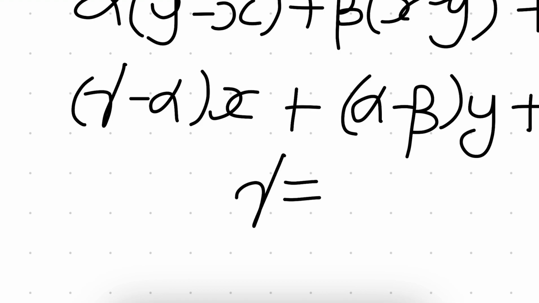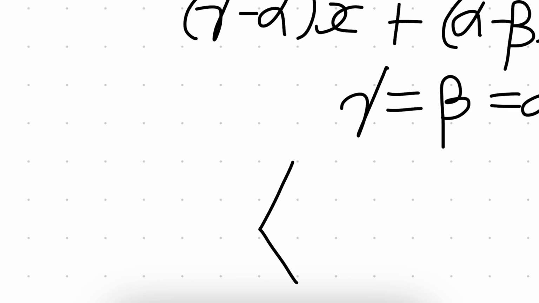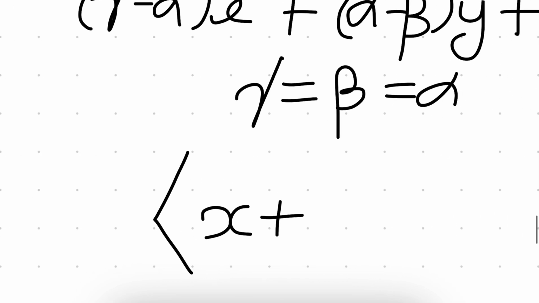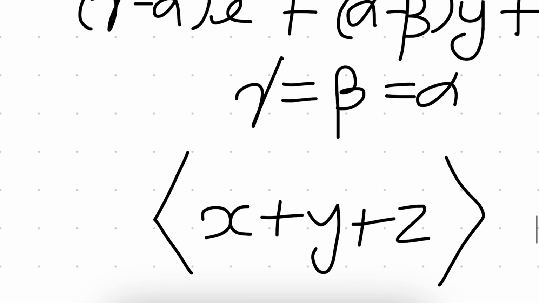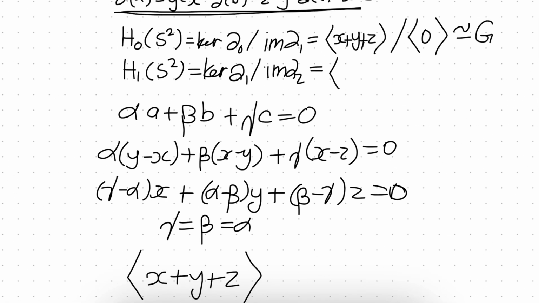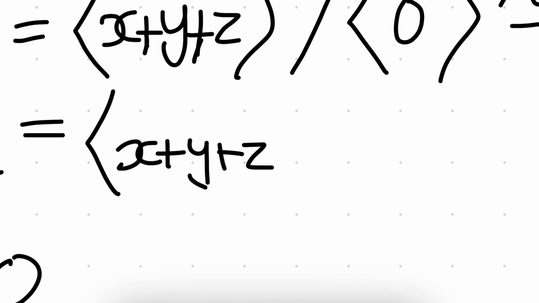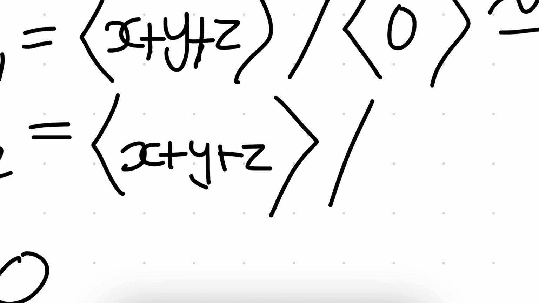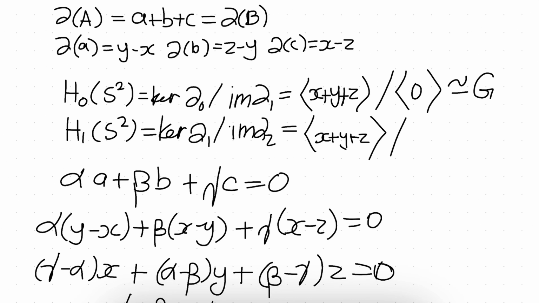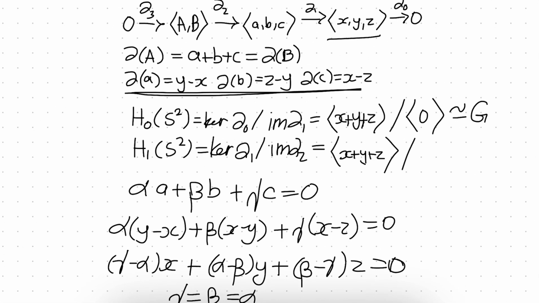So delta equals gamma, beta equals alpha. And so we end up with the free abelian group generated by x plus y plus c. That's our kernel. Mod the image of del 2. So what's the image of del 2?